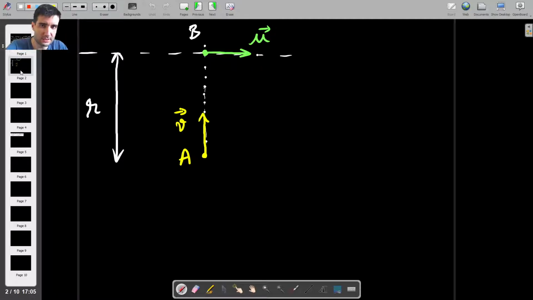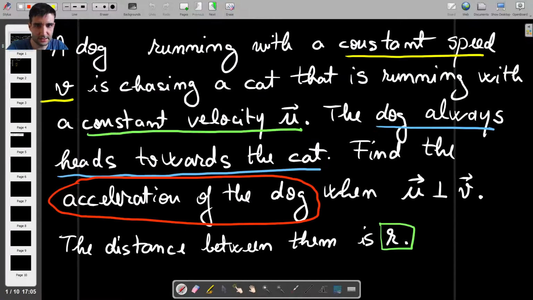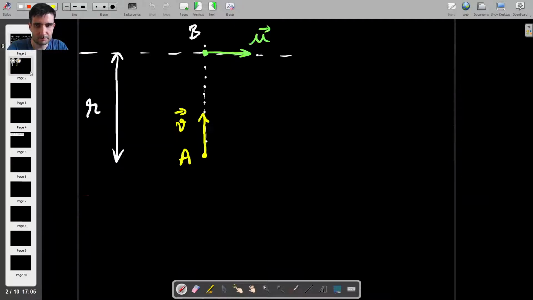Now the question tells us that the velocity of the cat is constant. In other words, not only is the speed constant, but the direction doesn't change either. In other words, the cat is always running in a straight line. And without losing any generality, I decided to make that trajectory of the cat a straight horizontal line, right? And at this particular moment, I said the cat is at point B.